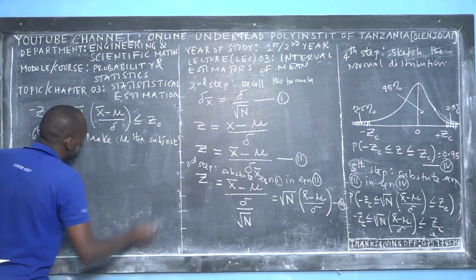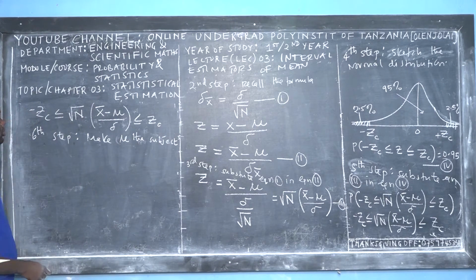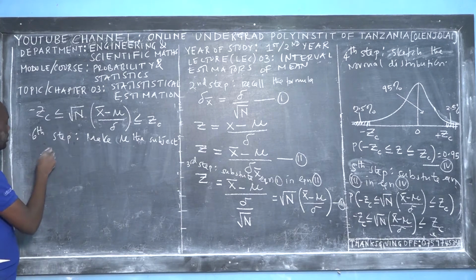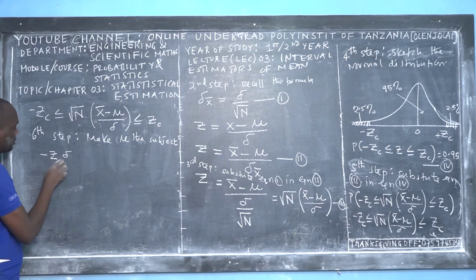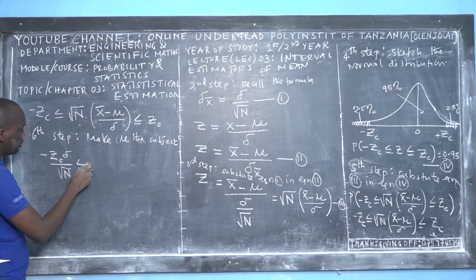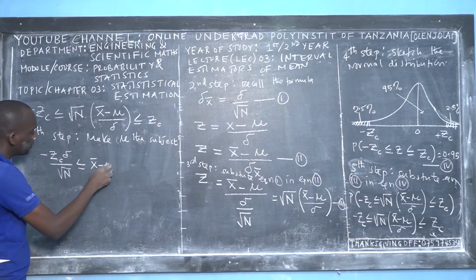So make the population mean the subject. To make the population mean the subject, first of all, we multiply by the standard deviation on both sides. So you have negative Zc times standard deviation, right? And then we divide by the square root of the sample size on both sides. So this should be less than or equal to the sample mean minus the population mean.